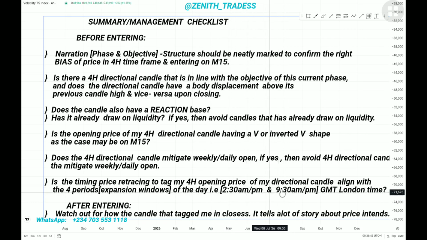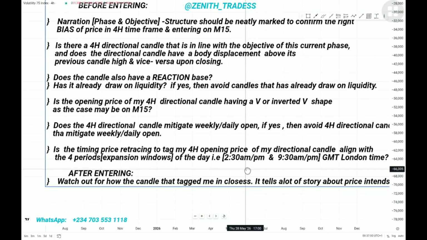These are GMT: 2:30 a.m., 2:30 p.m., 9:30 a.m., 9:30 p.m. GMT London time, and as a Nigerian we are adding 1 hour: 3:30 a.m., 3:30 p.m., 10:30 a.m., 10:30 p.m. If you're in another zone, figure it out. I've told you how to figure it out.